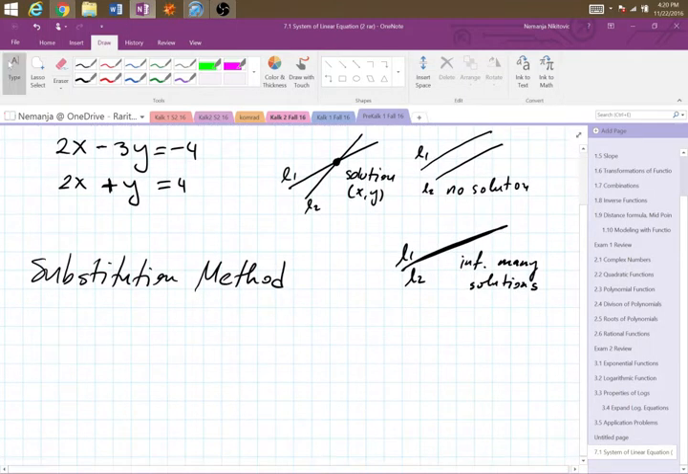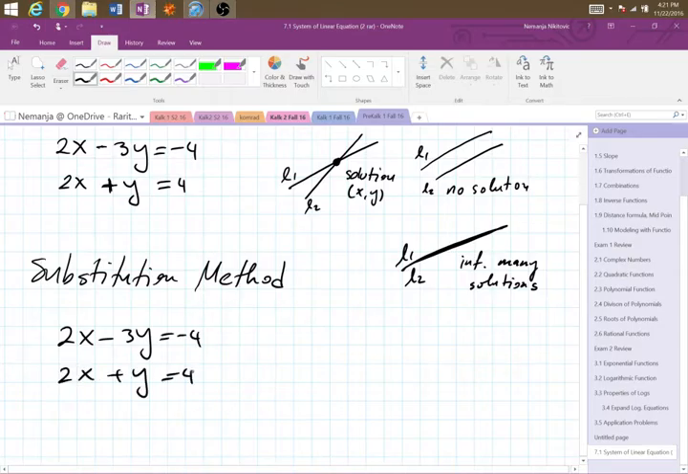So for the substitution method, we are going to locate, so 2x minus 3y equals negative 4. Let me just write this down. 2x plus y is equal to 4. We are going to locate a variable which has the coefficient of 1. This one in this case. And we are going to solve for it. So y is equal to 4 minus 2x.